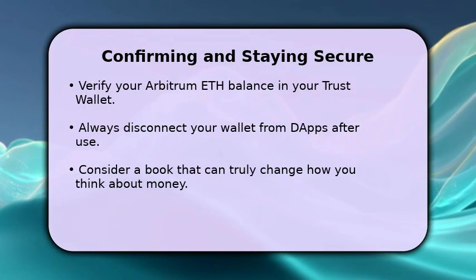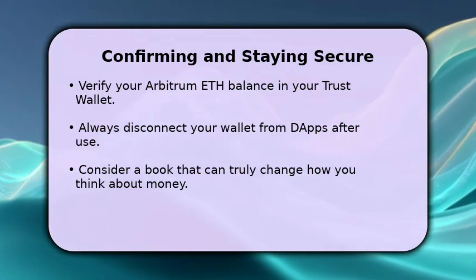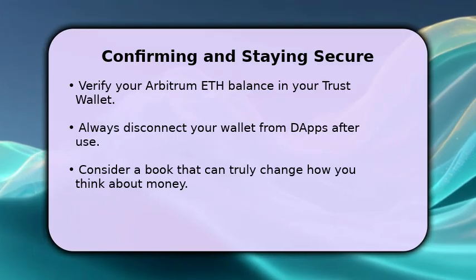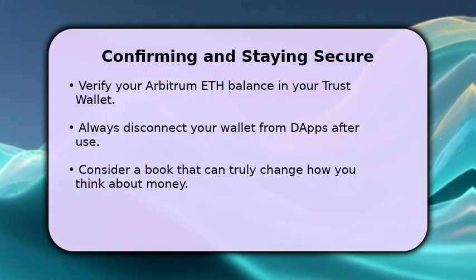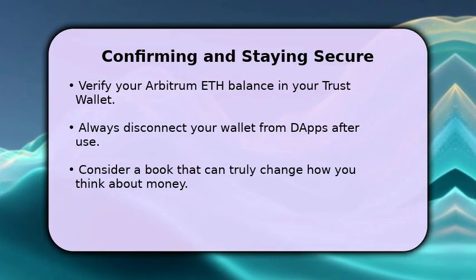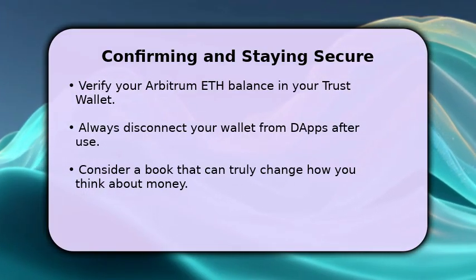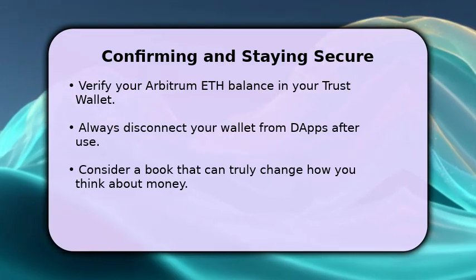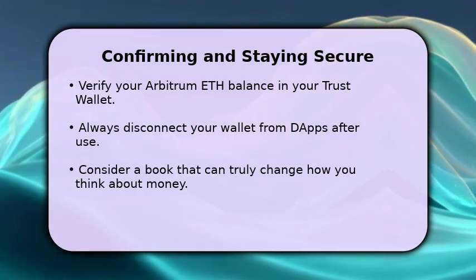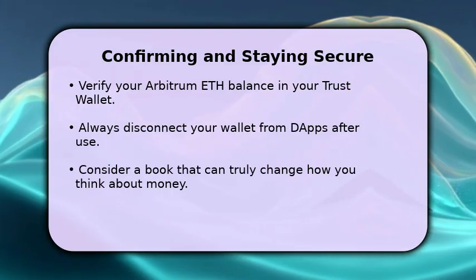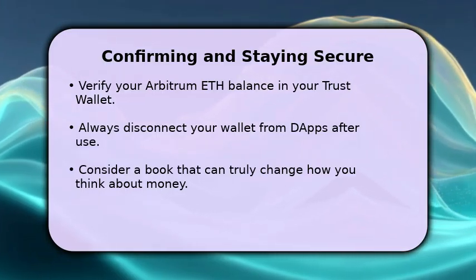After the swap is complete, check your Trust Wallet to confirm that your Arbitrum ETH balance has updated correctly. It might take a few moments for the transaction to fully process on the blockchain. For security, always remember to disconnect your wallet from any decentralized application once you've finished your transactions. This practice minimizes potential risks.